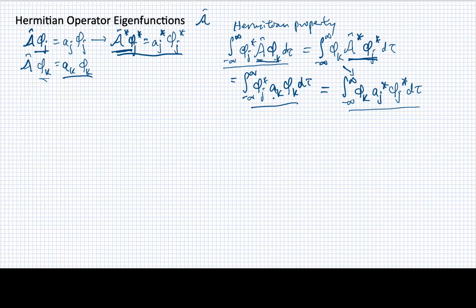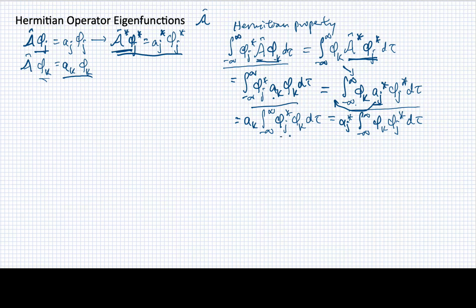But this is just a constant times some function, so I can take it out in front and arrange these two functions like this. And same thing over here. This is just a constant, so I can bring it outside the integral and write a j star times the integral phi k phi j star d tau.